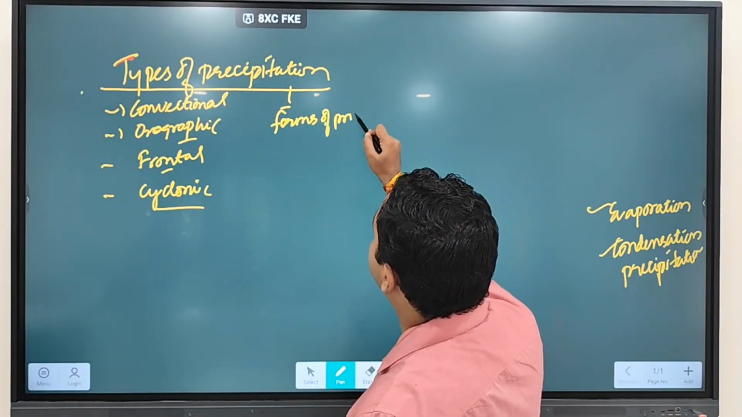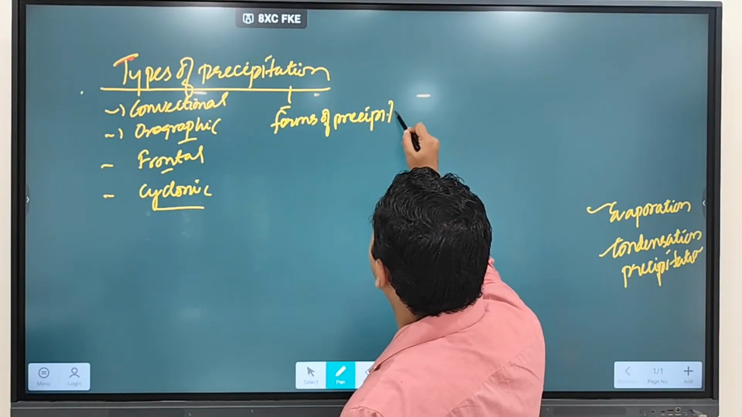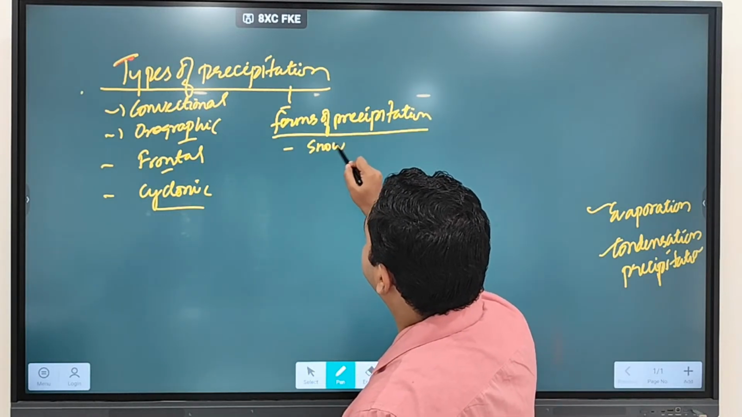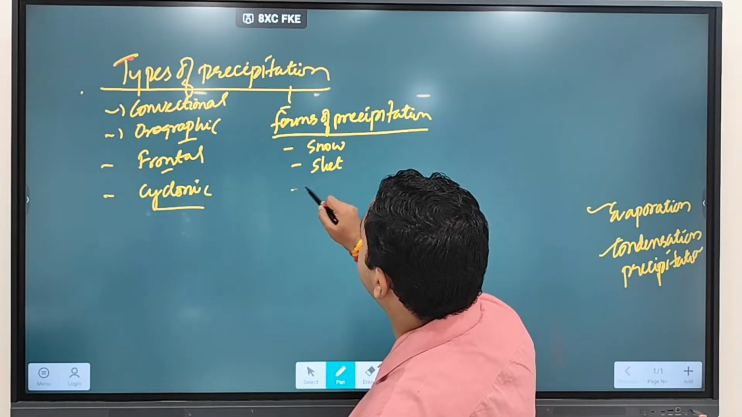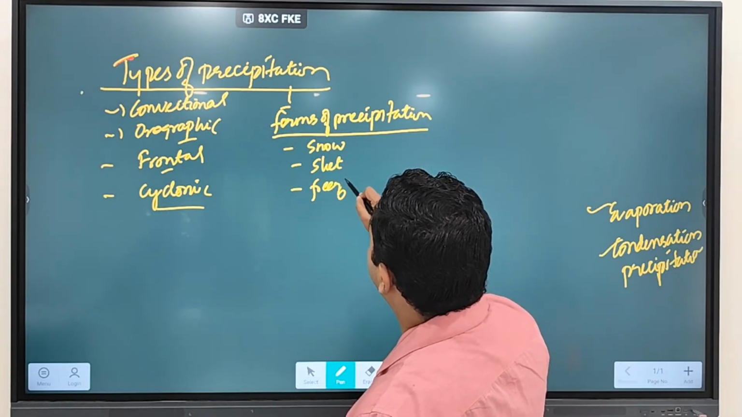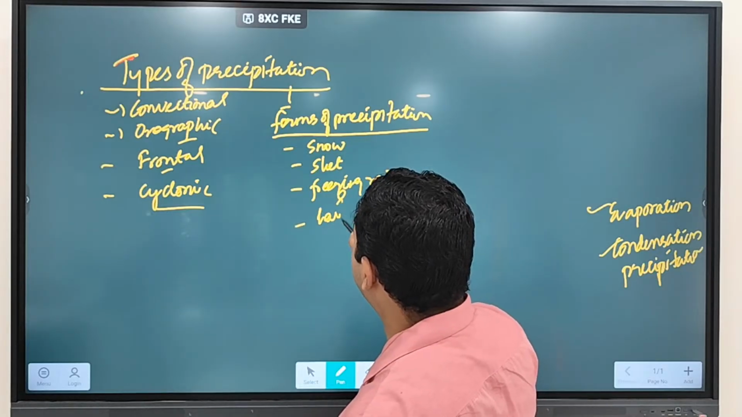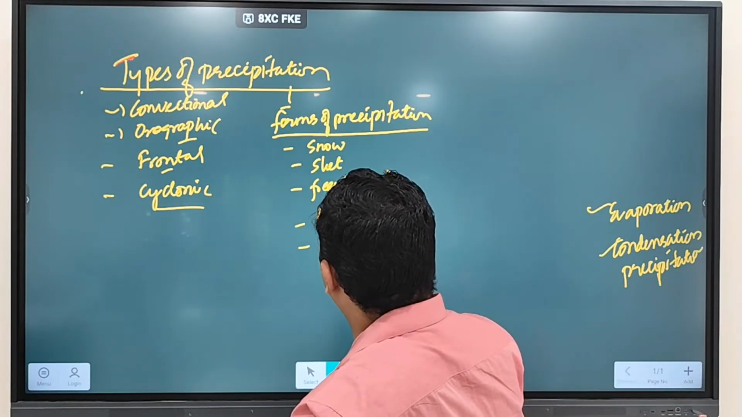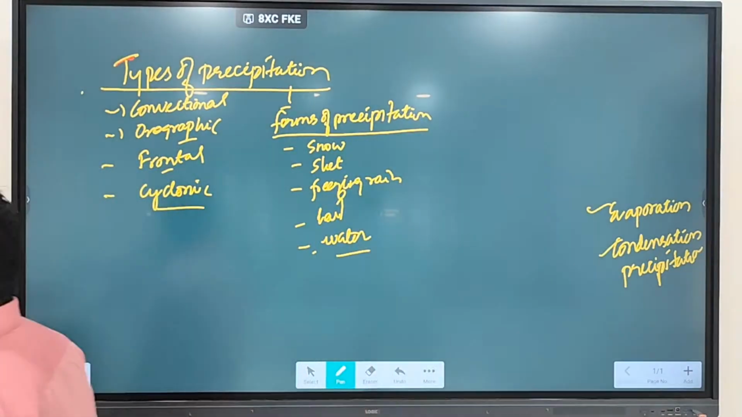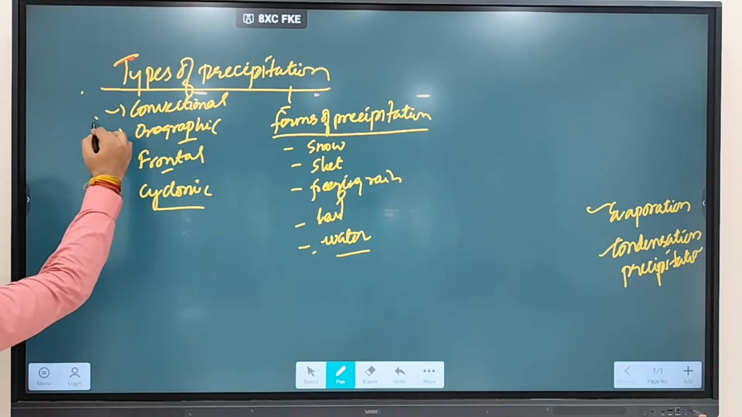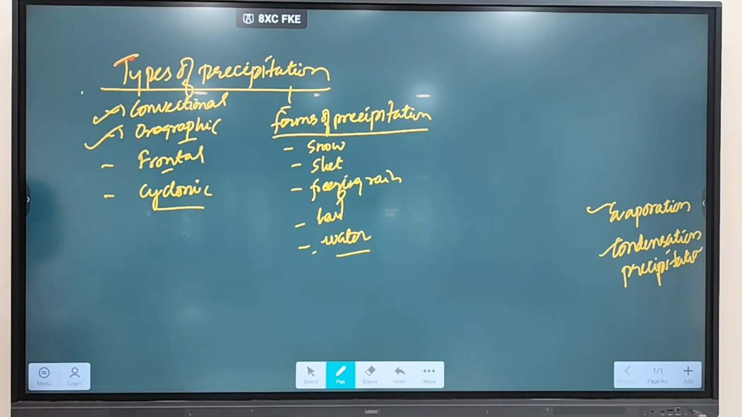What are the forms of precipitation? Snow, sleet, freezing rain. We also discussed hail and water. These are the various forms of precipitation. Fine. So last class we discussed two types of precipitation: one is convectional precipitation, another is orographic.